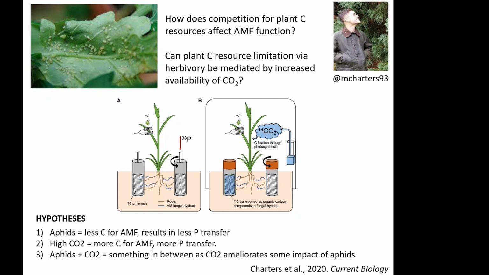Conversely, to make carbon more available to the fungus, we also applied a high CO2 treatment. So we made it more available to the plant, so more photosynthesis meant that there's probably more carbon available for the plant. We had three hypotheses for this work. That when we applied aphids, it meant there'd be less carbon available for the mycorrhizal fungal partner, and that would result in less phosphorus transfer going from the fungus to the plant.